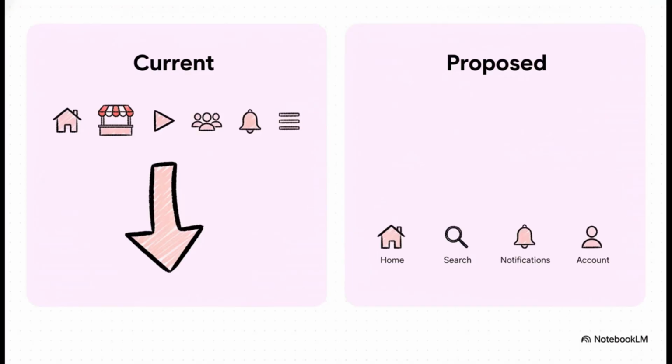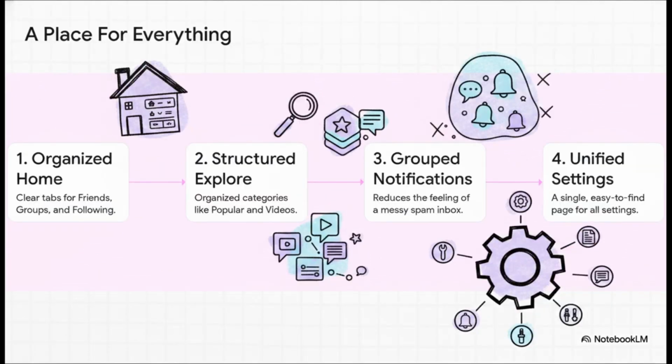Just look at the difference in the navigation bar. The current version has this crowded row of 6 different icons, all fighting for your attention. The new design simplifies all that down to just 4 essentials: home, search, notifications, and account. It's clean, it's intuitive, and it's just so much better. This new structure creates a place for everything and puts everything in its place.